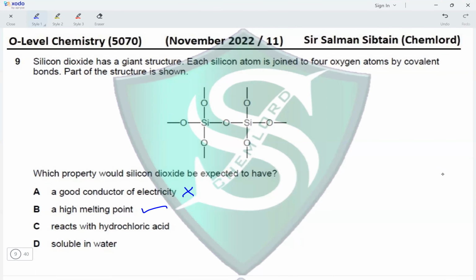Reacts with hydrochloric acid. This itself is acidic in nature, so it will not react with hydrochloric acid. Rather, it can react with a base when heated with it. So this is also incorrect. And D, soluble in water. Macromolecules are insoluble in water. So based on these, option B is the correct option for this question.